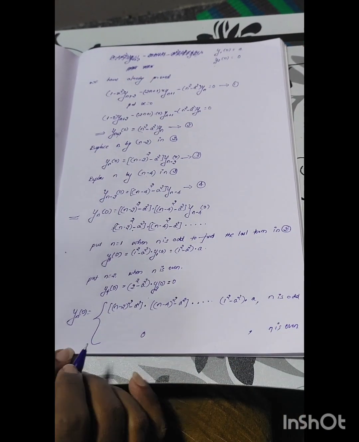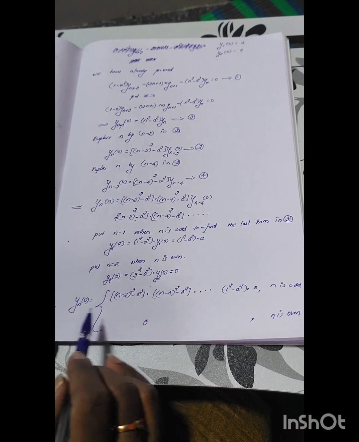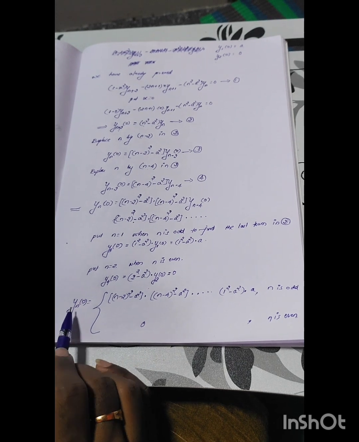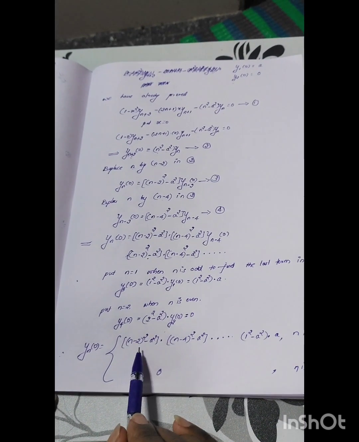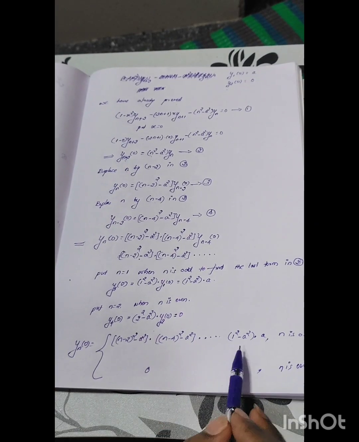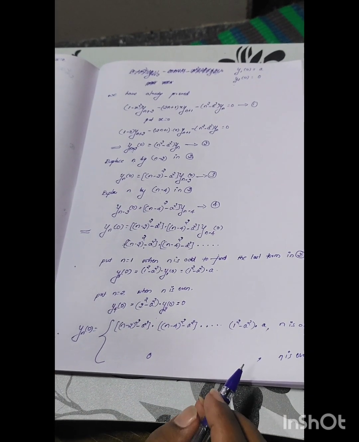So therefore this is yn of 0, that is the nth differential coefficient, the nth derivative. Yn of 0 is nothing but this one. When n is odd, it is n minus 2 the whole square minus a square, and so on, and the last term is 1 square minus a square into a, and 0 when n is even.